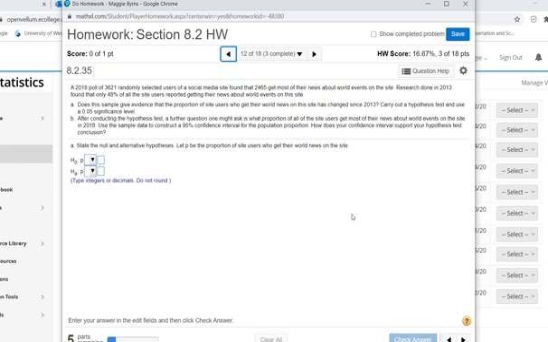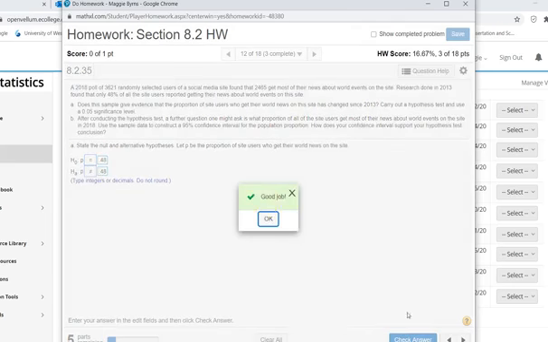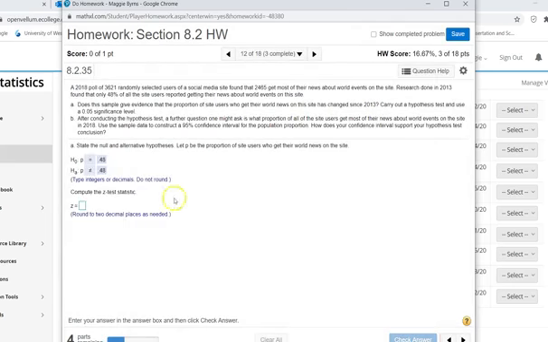So it says, does this sample give evidence that the proportion of site users who get their world news has changed? So come up with the hypotheses that go with this. Your null hypothesis always is P equals some number, and in this case, they want us to compare it to the 48%. The alternative is based on where it says, does this give you evidence that the number has changed? So then we're going to say not equal to the 48%. Let's check that.